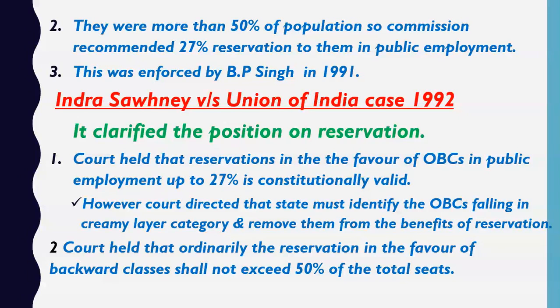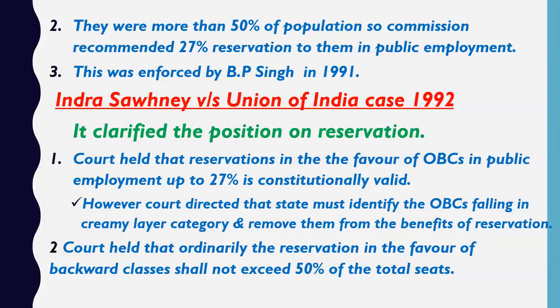So the court held that ordinarily the reservation in favor of backward classes shall not exceed 50% of the total seats. Now what does it mean? Suppose there is a vacancy for any public job. For example, there is a vacancy for sub-inspector, or for example, a vacancy for DSP, Deputy Superintendent of Police.